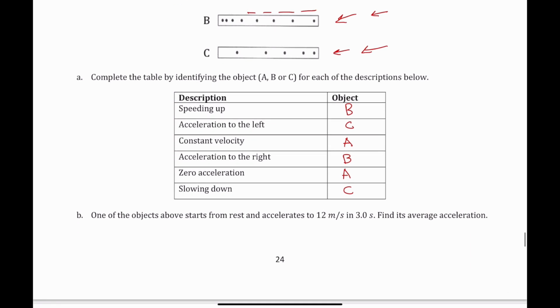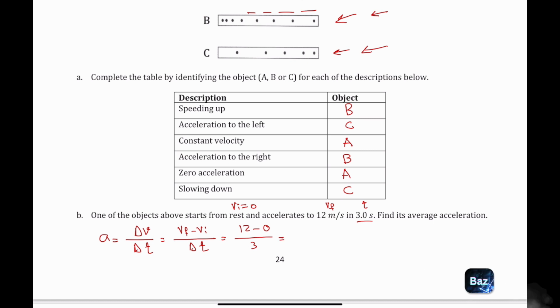B. One of the objects above starts from rest, so that means that v initial equals 0 and accelerates to 12 meters per second, this is v final, in 3 seconds, which is the time. Find its average acceleration. So we just write the formula a equals the change in velocity over the change in time. So that means v final minus v initial over delta t equals 12 minus 0 over 3. So it's 4 meters per second squared.